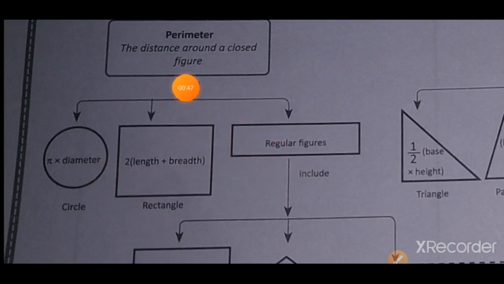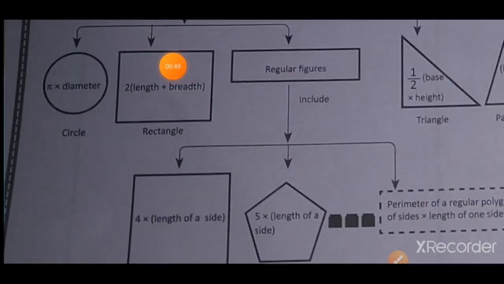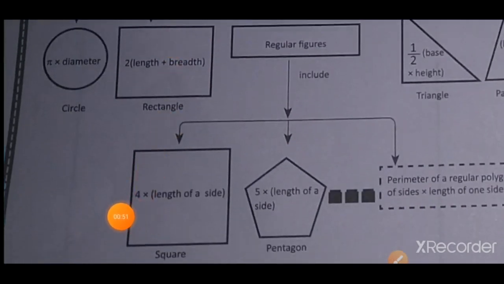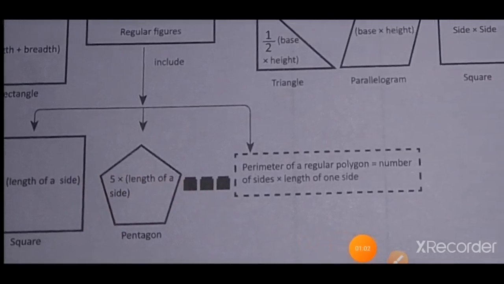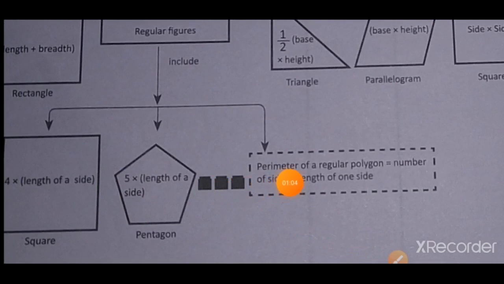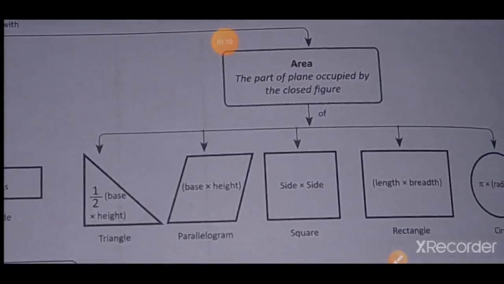And the perimeter of some regular figures includes, suppose square. The perimeter of a square is equal to 4 multiplied by the length of a side. And the perimeter of a pentagon is 5 multiplied by the length of a side. Now the perimeter of a regular polygon is equal to the number of sides multiplied by the length of one side. After this we are talking about the area.